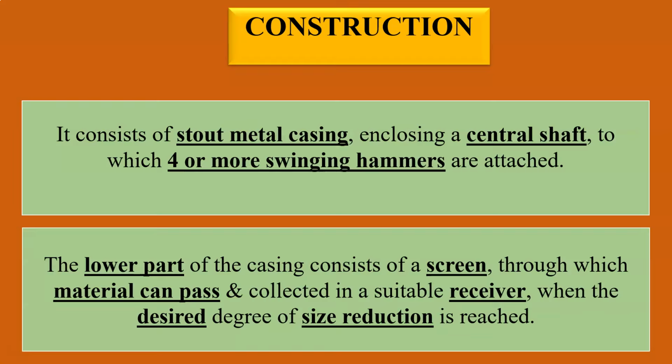So in construction we have seen that the hammer mill consists of a stout metal casing enclosing a central shaft, and to the shaft 4 or more swinging hammers are attached. At the lower part of the metal casing, there is a screen attached, and through this screen the material can pass and it is collected in a suitable receiver when the desired degree of size reduction is reached. So this was about the construction of hammer mill.